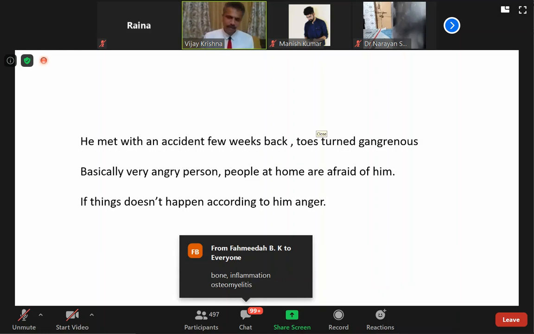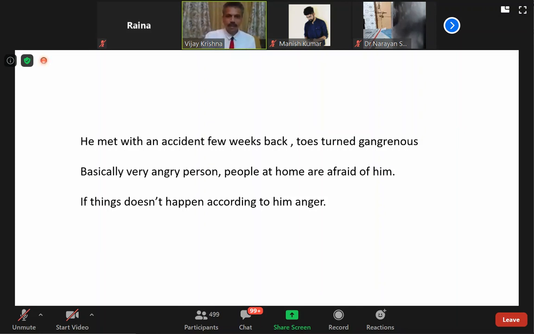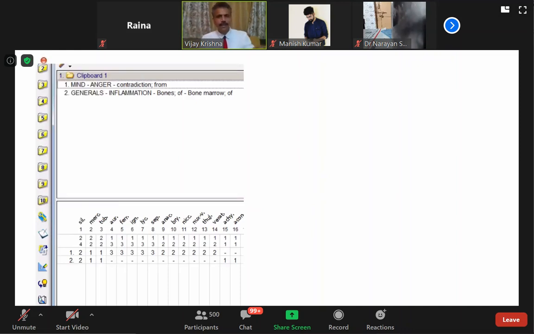Two rubrics that were taken, very good. Anger, contradiction from, absolutely right, and beautiful. One more PG of ours gives you the pathological rubric also: inflammation, bone, osteomyelitis. Good. So to keep things simple here, we have taken two simple rubrics. One is anger, contradiction from, and generals, inflammation, bones, bone marrow, osteomyelitis. That is the rubric we usually take. So two rubrics were taken, and we were left with three remedies: tuberculinum, mercurius, and silicea.